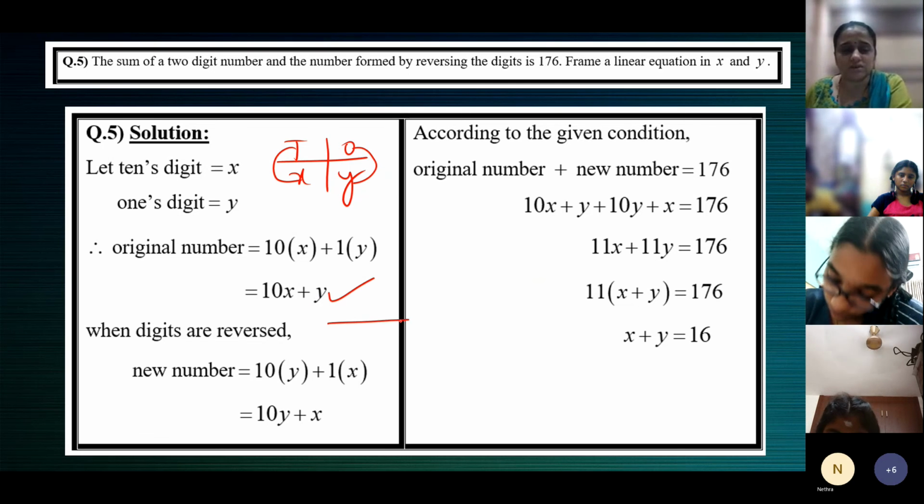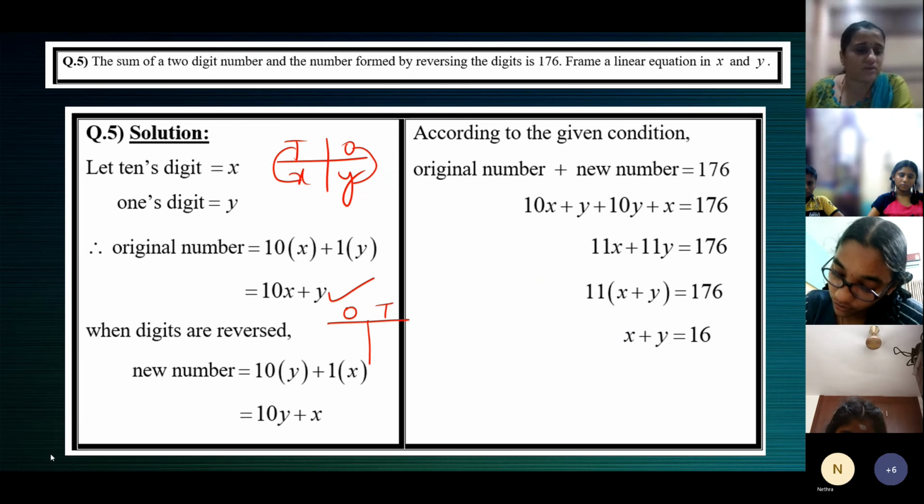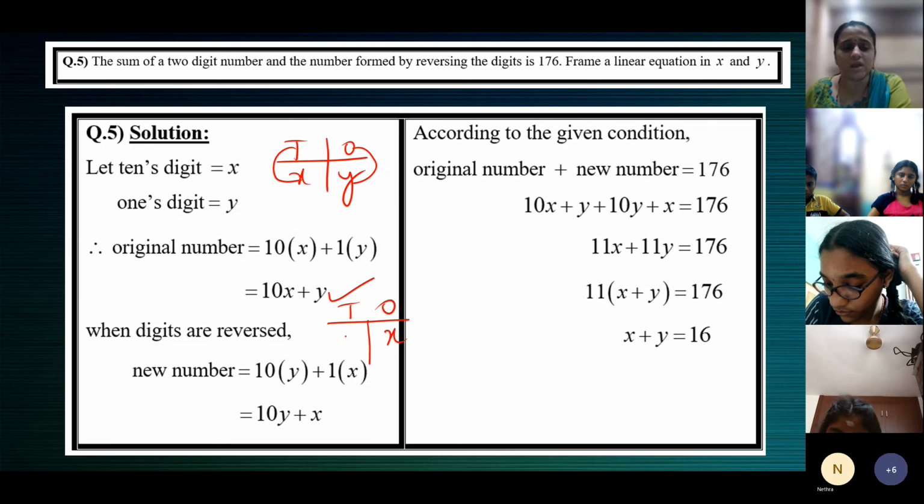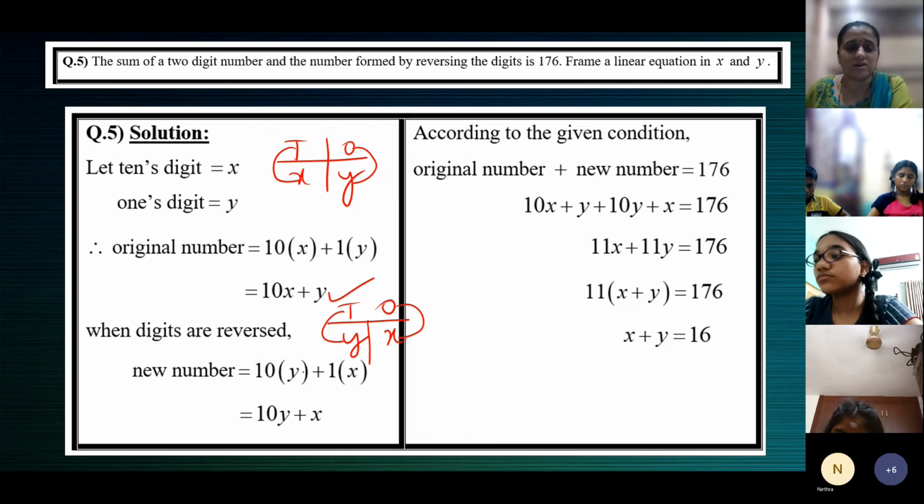When the digits are reversed, the place values cannot be reversed. You cannot write ones here and tens here. The digits are reversed. Place values will remain the same. That we cannot change. The digits are reversed. That means x becomes the ones digit and y becomes the tens digit. Now the expanded form will be 10 into y plus 1 into x. So the expression for the new number will be 10y plus x.